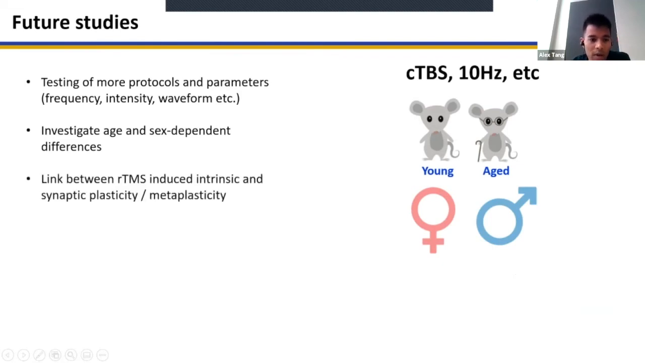You saw some work from my PhD student, Emily King, where we're trying to understand how changes in rTMS-induced intrinsic plasticity may be regulating synaptic plasticity and metaplasticity. And this is work that's been done with Cliff Abraham at Otago.